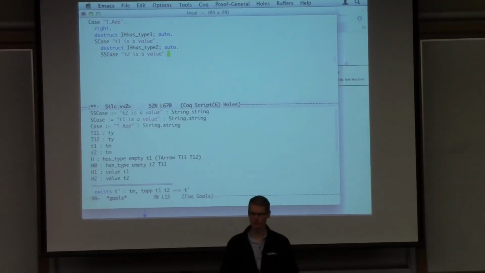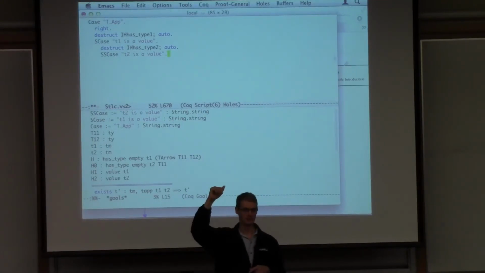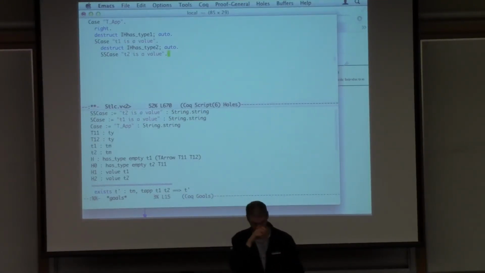By the way, I'm sure you've already discovered, if your IDE ever gets desynchronized from the underlying Coq interpreter, just go back a couple of pages and then go forward again, and it almost always fixes it. Occasionally, you have to kill off the underlying interpreter if things get really confused, but that almost never happens to me. Okay, so now we're in the case where they're both values. And now what do we do?